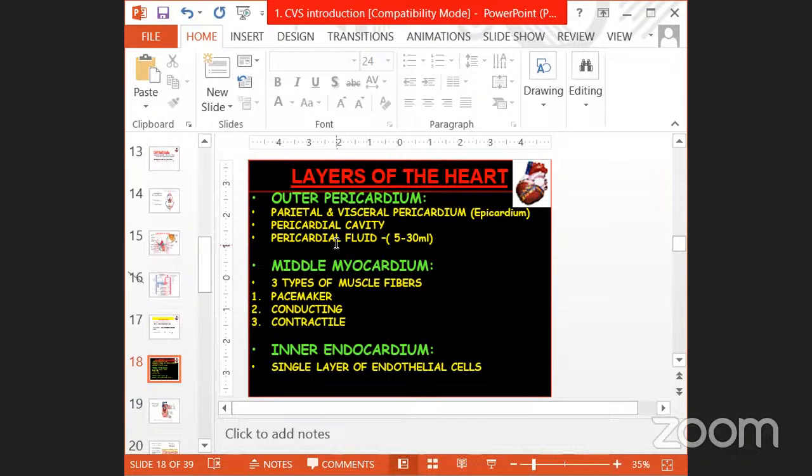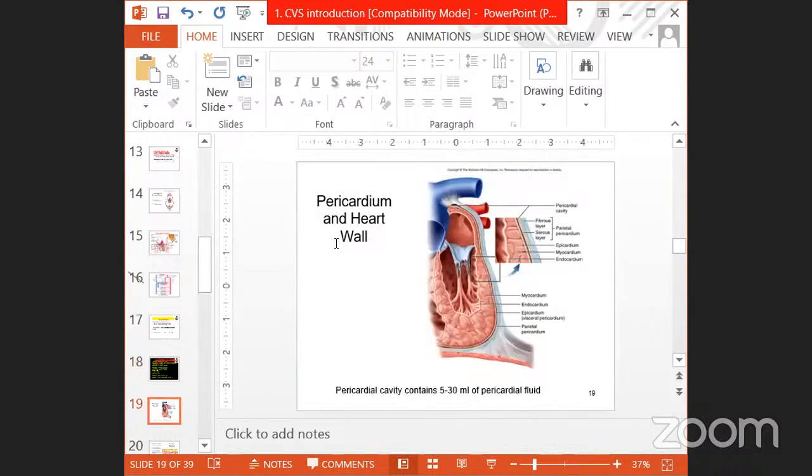And in the myocardium, three types of muscle fibers are present. They are pacemaker fibers, conducting fibers, and the contractile fibers. The inner endocardium is a single layer of endothelial cells. So let's see the structure here again. We can see the pericardial cavity here, and the fibrous layer and serous layer. In between there is a small gap, and that is filled with the pericardial fluid.